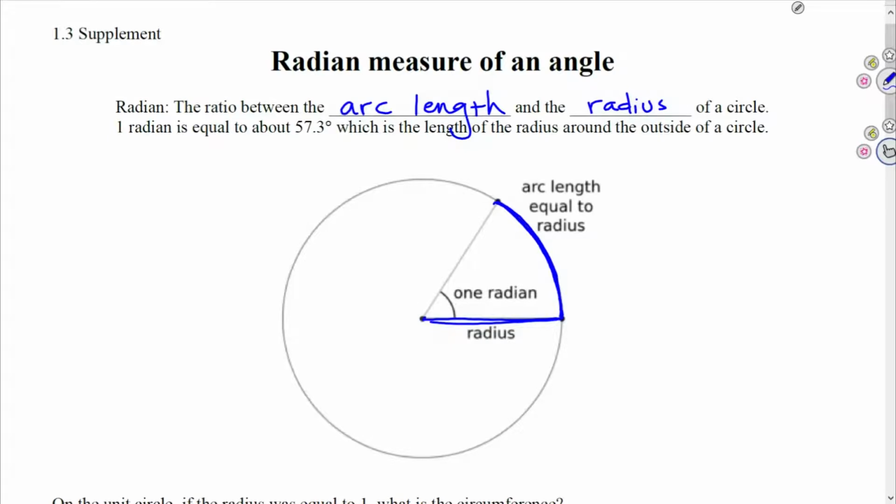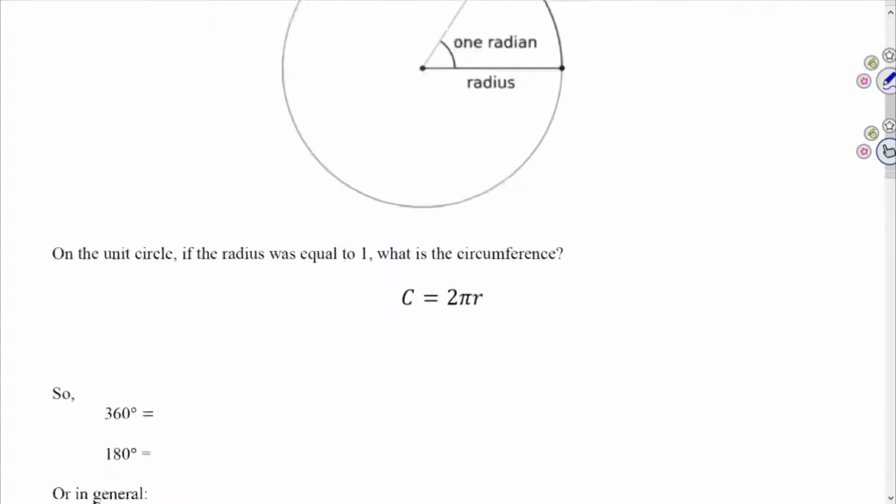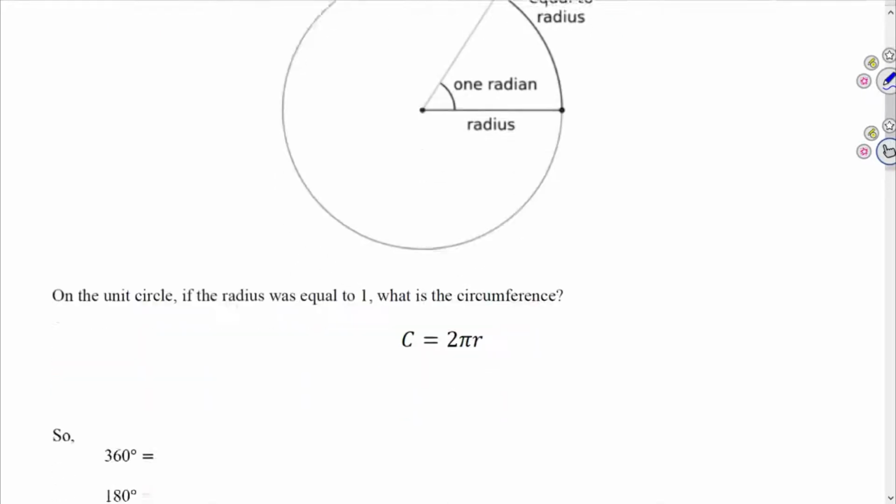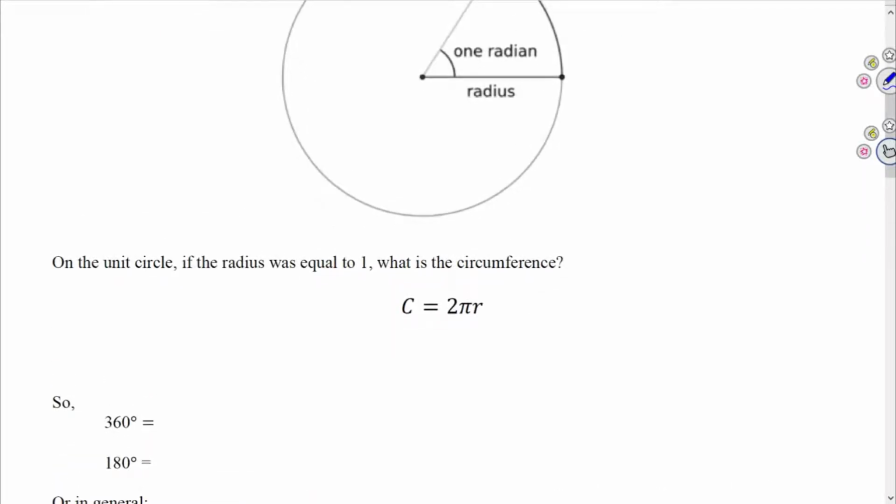Now, we don't typically talk about radians in terms of 1 or 2 or 3 radians. Usually it's in terms of pi, and let me explain why that is. It's because pi comes out very conveniently. It's a ratio between the arc length and the radius, so to make this as simple as possible, let's assume the radius is equal to 1. If the radius is equal to 1, then the circumference is 2 pi times the radius, which is 1, and 2 times pi times 1 is 2 pi.